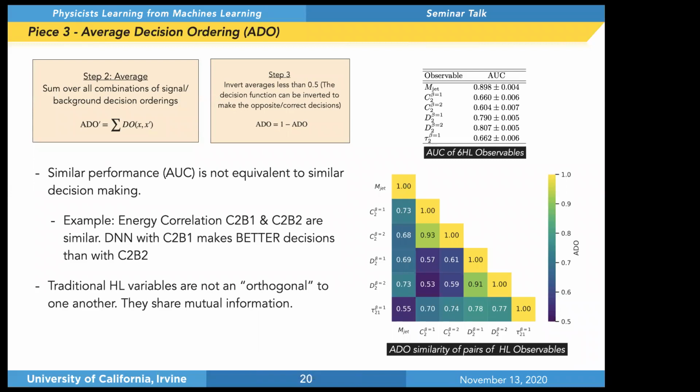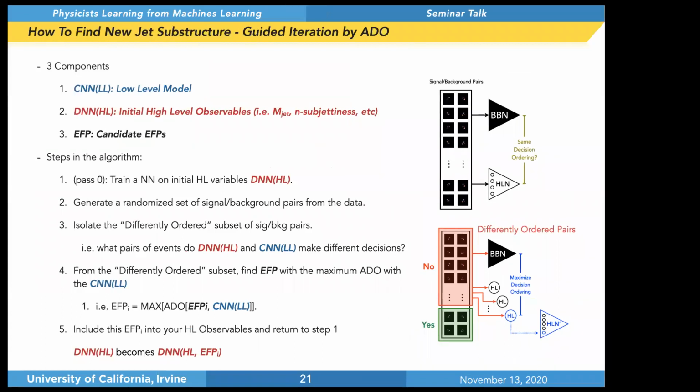So these are the three pieces, and these are the only three pieces you really need to do the algorithm we use to map the missing information from the low level into this high-level space. And this slide I hope gives a simplified version of what our algorithm is, where we iteratively build up this new energy flow polynomial as a best choice of a jet substructure observable. So we have our low-level jet image neural network. We have these high-level observables like invariant mass and subjettiness, and we have this pool of candidate high-level observables.